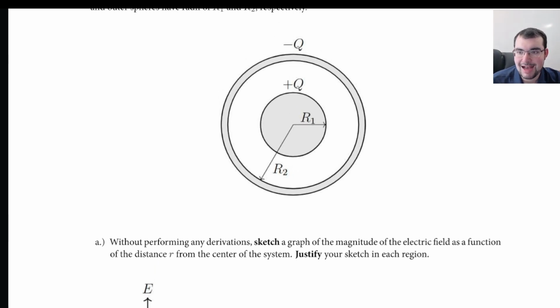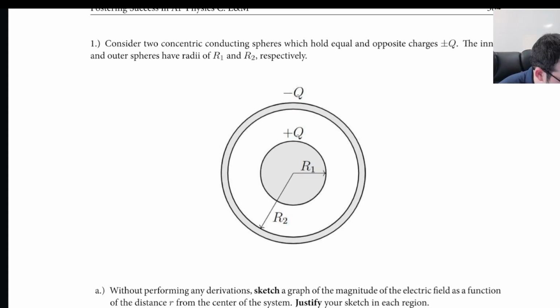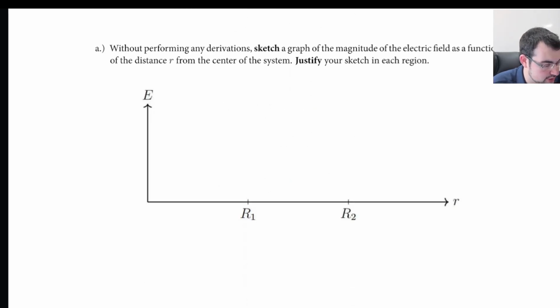By definition, these capacitors are conductors. So what that means is that we can definitely be sure that E is equal to 0 inside this conductor. So from 0 to R1, we know that we're going to get a nice constant 0 electric field. So E is equal to 0. And we know this is true because we are in a conductor.